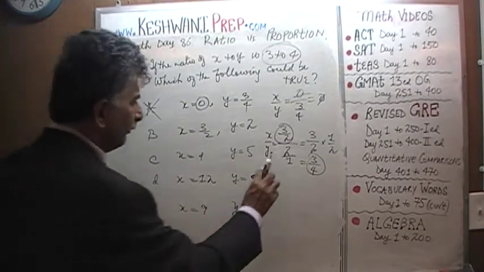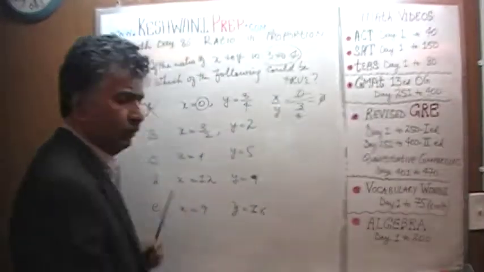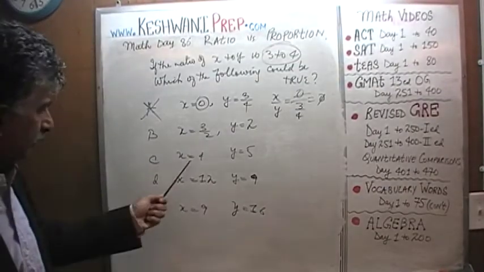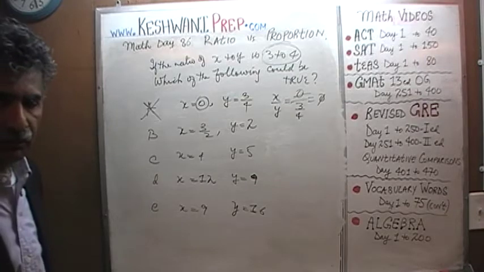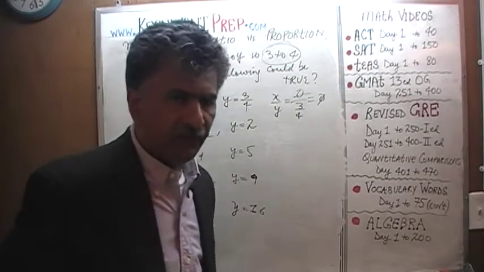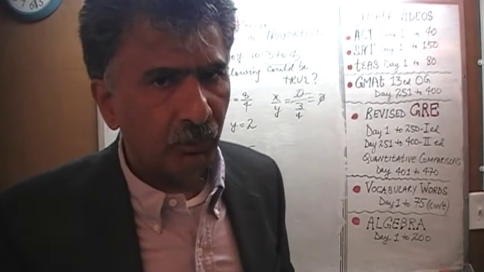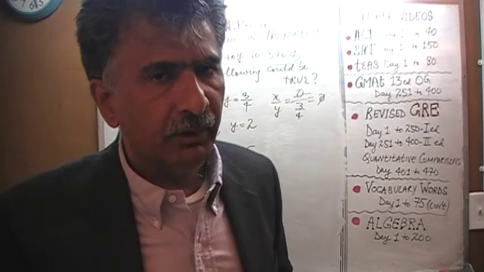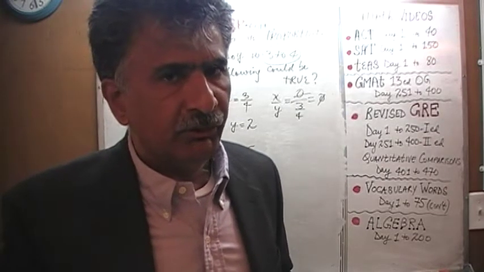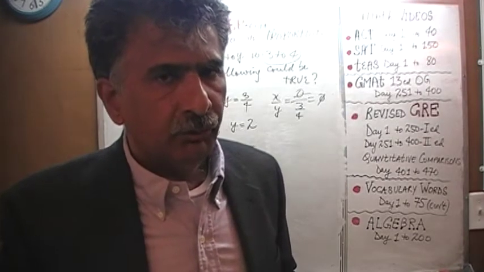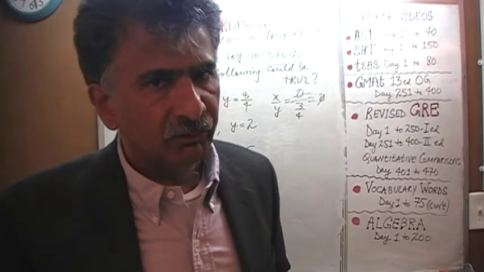What's wrong with C? Who's going to pick C for the answer? What's going on in C? It's always a good idea, even after you find the right answer, to ask yourself what might have gone through the mind of the person who picked the wrong answer. Make sure you understand their thinking, their logic, so that you don't end up making the same mistake yourself.